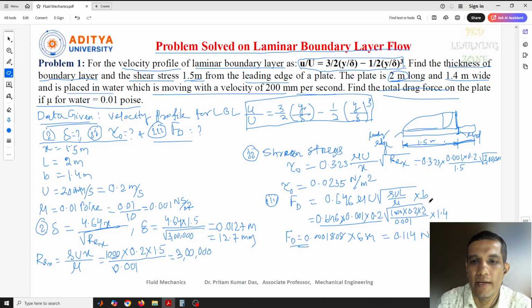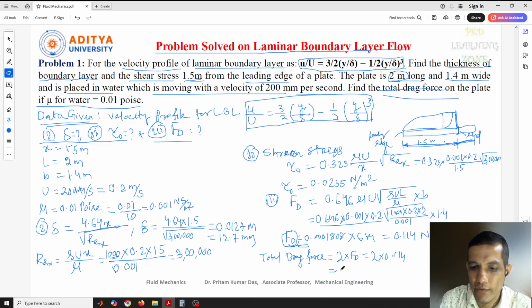As I told you, this is for one side. Now the total drag force is nothing but 2 into FD, for both sides. So this is 2 into 0.114, which gives 0.228 Newton. So this is for only one side we have 0.114, and this 0.228 is for both sides.